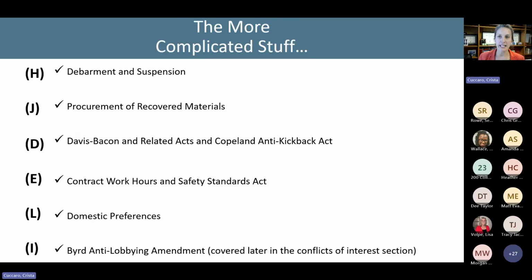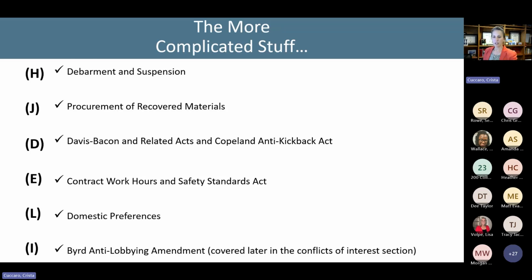All right, so that's the easy stuff. We're now going to move into the more complicated stuff. These aren't all super complicated, but they're a little less straightforward than the ones that we just ran through. I've got them listed here on the screen, and we're going to talk about them in this order, starting with debarment and suspension. We'll talk about procurement of recovered materials, Davis-Bacon and the Copeland Act, the Contract Work Hours and Safety Standards Act, and domestic preferences. And then the Byrd Anti-Lobbying Amendment, we're going to save until the final section of this session when we talk about conflicts of interest and regulations on public employees' conduct.